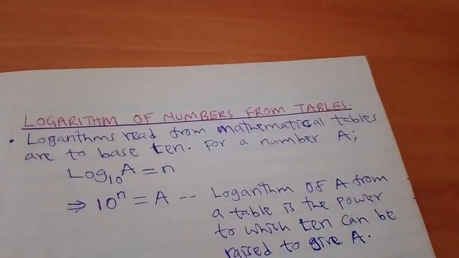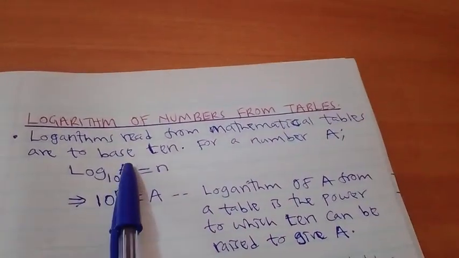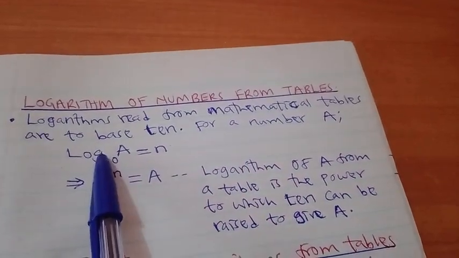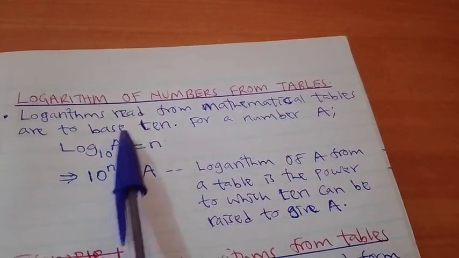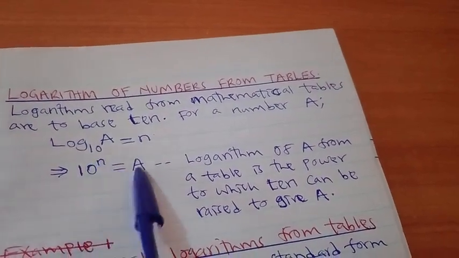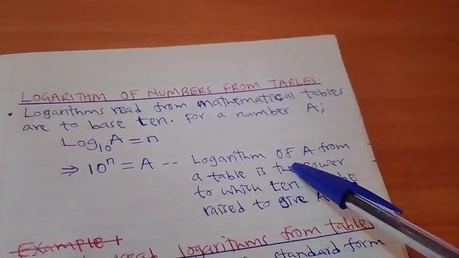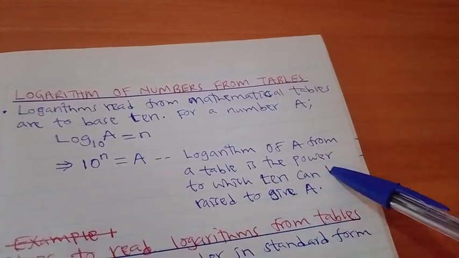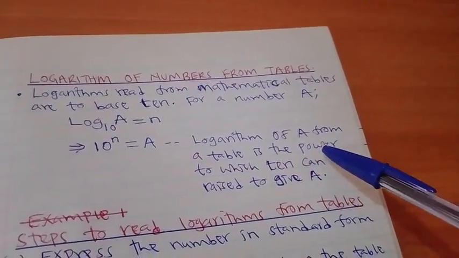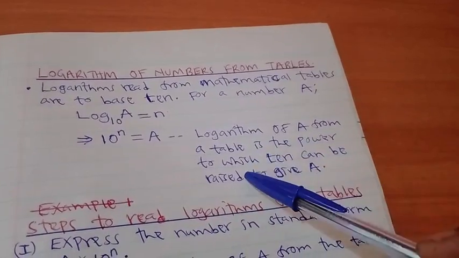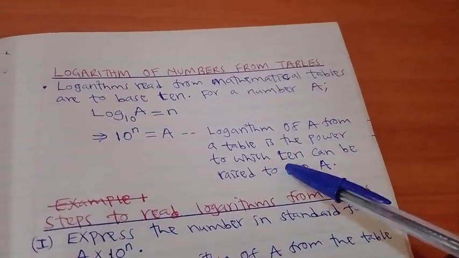Logarithm of numbers from tables. Logarithms are read from mathematical tables to the base of 10. For a number a, logarithm of a to base 10 equals n. That means 10 raised to n equals a. Logarithm of a from a table is the power to which 10 can be raised to give a. I would like to repeat that again. Logarithm of a number a from the table is the power to which 10 can be raised to give that a.